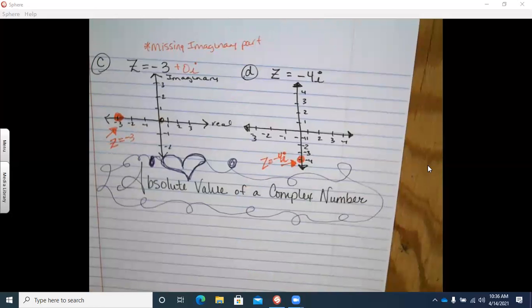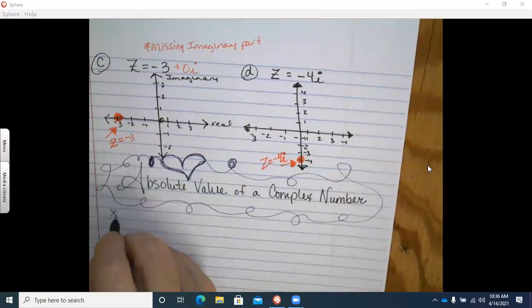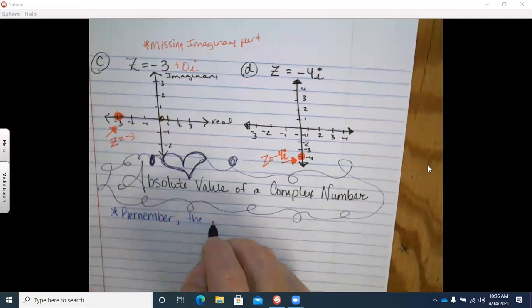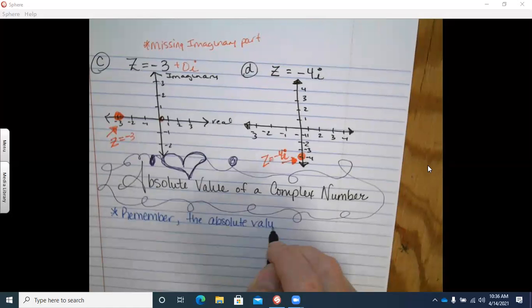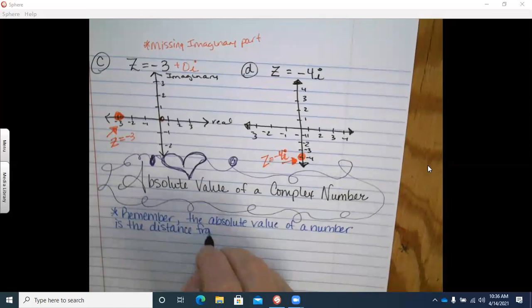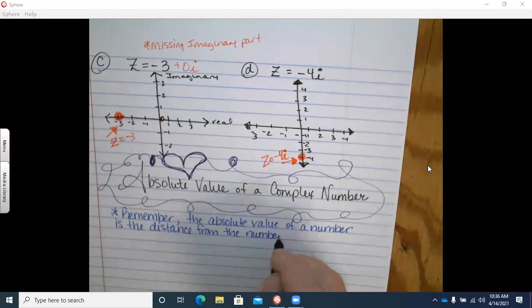So remember, the absolute value of a number is the distance from the number to 0 on a number line.